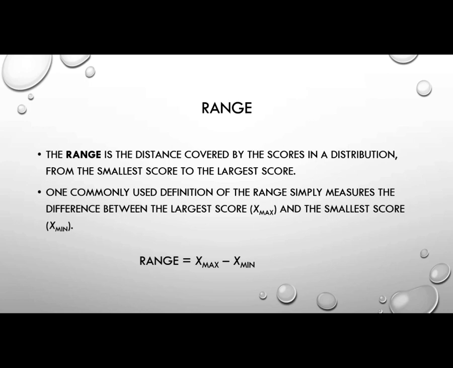So different than the mid-range, where you add the lowest and the highest and divide by 2, this is the highest minus the lowest. And one commonly used definition of the range simply measures the difference between the largest score and the smallest score. When I do my own research, I like to just show the max and the min. I don't like to show the range because I don't know where it is. So sometimes you'll see in journal articles just the max and the min shown to you, so you can calculate your own range and see what was the highest, what was the ceiling, what was the floor. But this is how the book defines range.